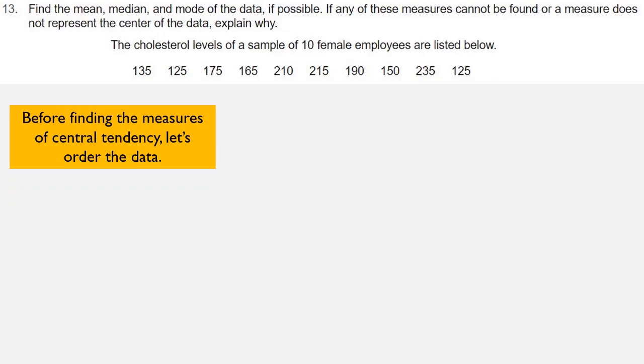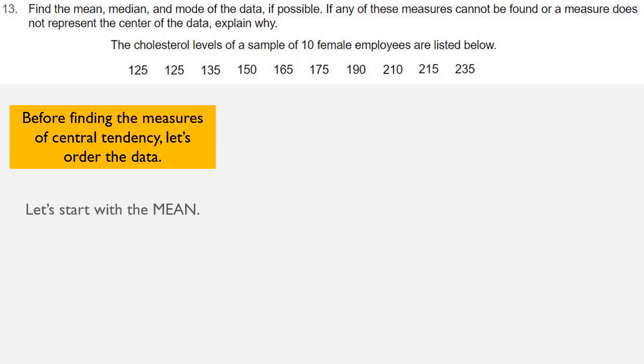So before finding the measures of central tendency, let's put this data in order because it'll be easier to work with. If I were to order the data, it would look like this. Now we can go ahead and find the mean.